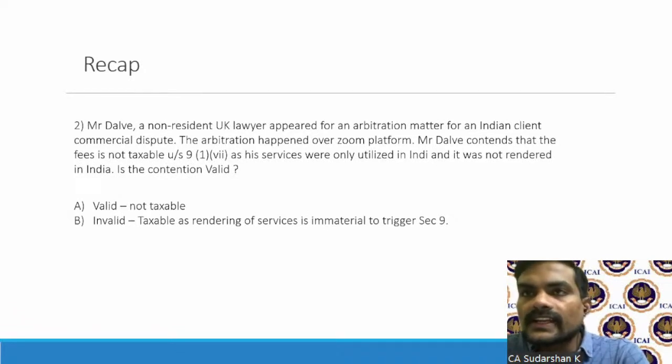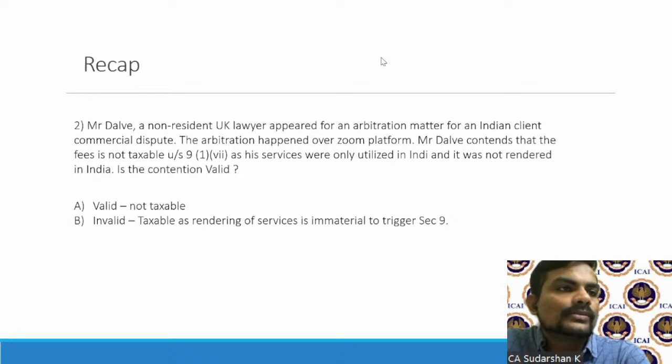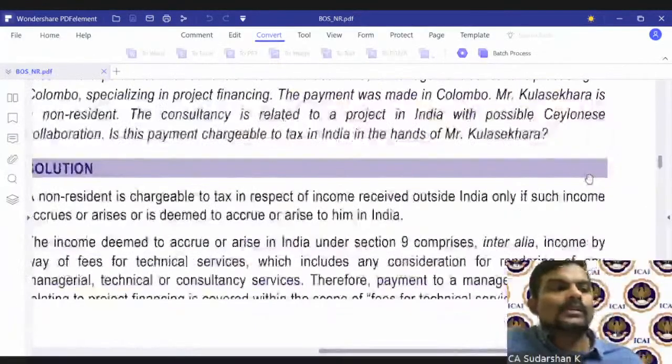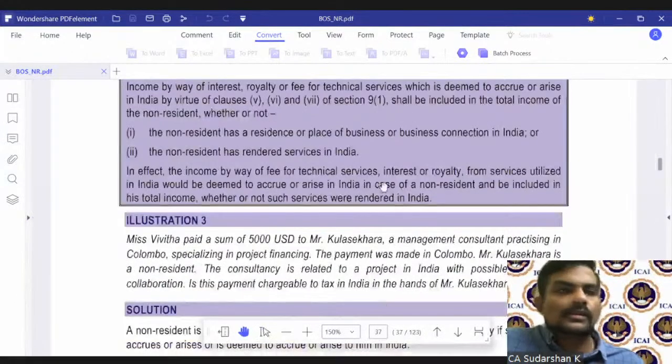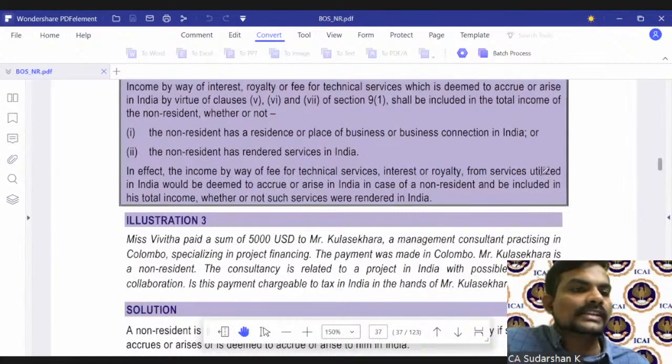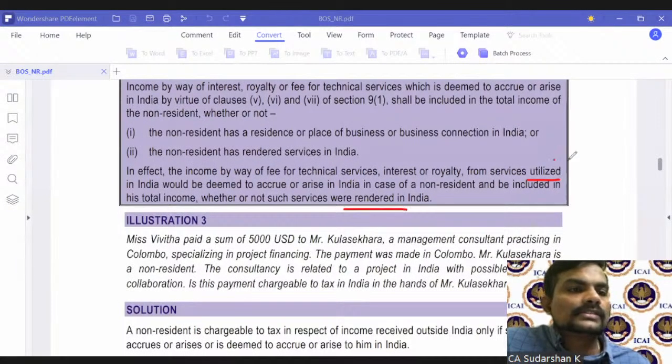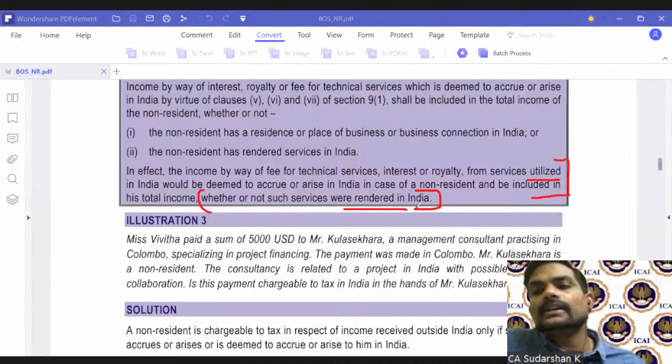The Supreme Court, in a landmark judgment called Ishikawajima-Harima, held that twin conditions have to be satisfied. Now, this twin condition of Ishikawajima has been nullified by virtue of an amendment to Section 9, Clause 2 explanation, whereby it is made very clear that there is no need for the services to be rendered in India. As long as the services are utilized in India, that is enough. Whether or not such services were rendered in India is immaterial.